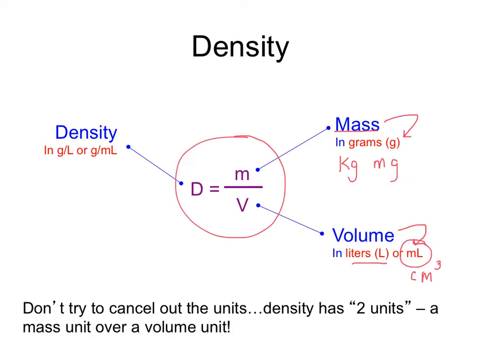Density is a ratio of mass compared to volume, so don't be surprised that you see two units for density. Grams per liter, grams per milliliter. You could have grams per centimeter cubed. You could even have something like kilograms per liter.